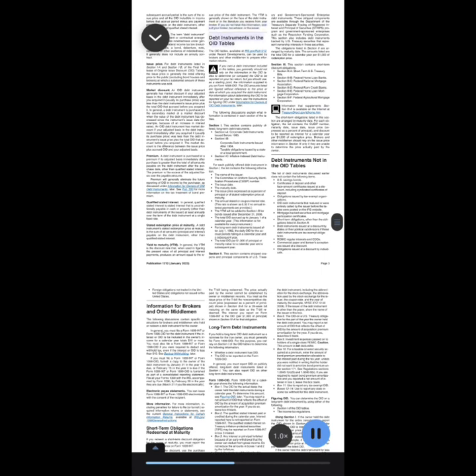Debt instruments in the OID tables. The OID tables, available at irs.gov/pub1212, under Recent Developments, can be used by brokers and other middlemen to prepare information returns. If you own a debt instrument included in the tables, you generally should not rely on the information in the OID tables to determine, or compare, the OID to be reported on your tax return, but you should use, as a starting point, the information supplied to you on Form 1099-OID.